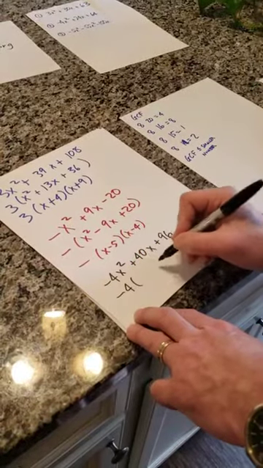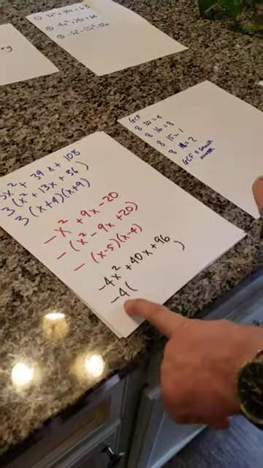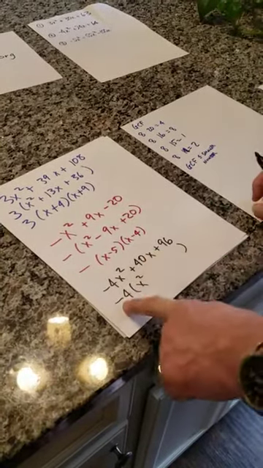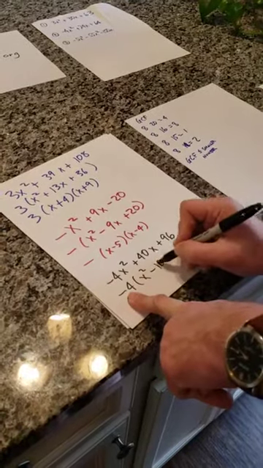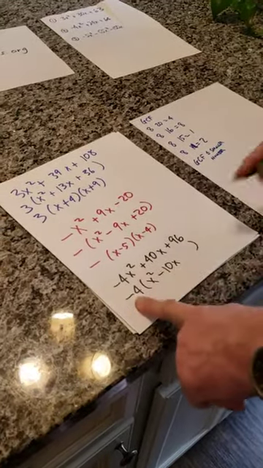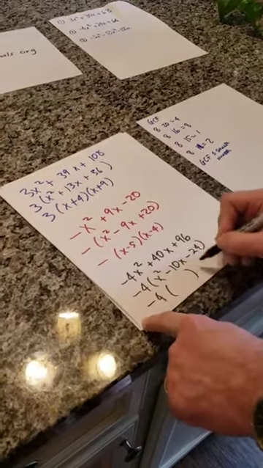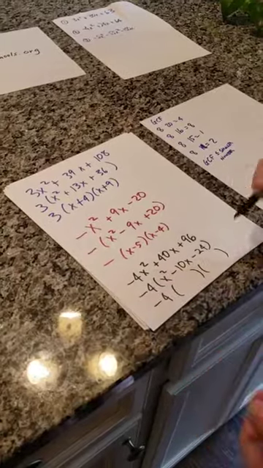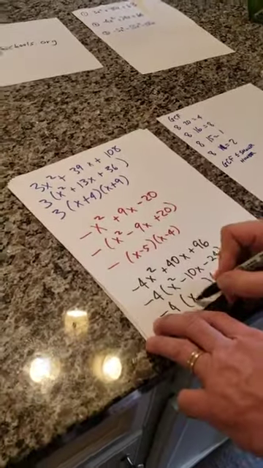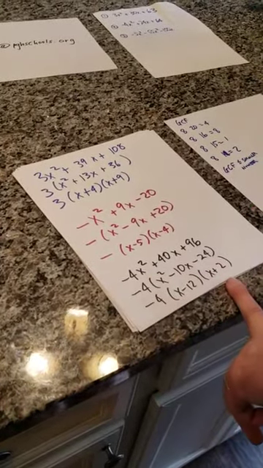So if we divide each term by -4, -4x squared divided by -4 equals x squared. 40x divided by -4 is going to be minus 10x. And 96 divided by -4 will be -24. So again, we get that set of problems: what multiplies to -24 and adds to -10? And the answer will be -12 and +2.